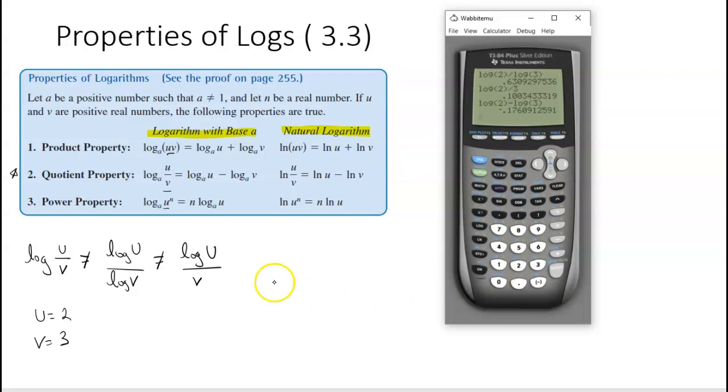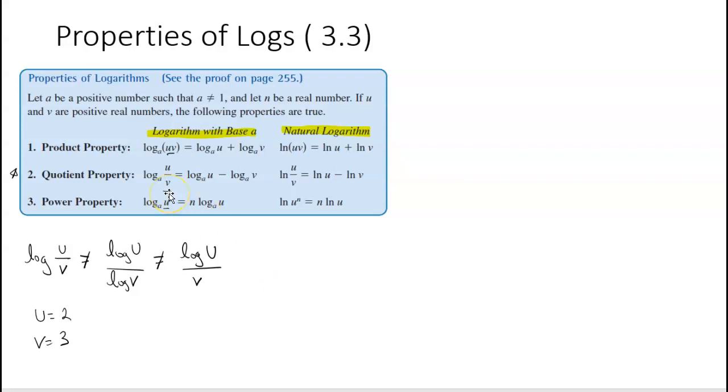Something to also keep in mind is that all of these properties actually came from knowing your exponent rules. So I want to do a quick little proof of the first property, the proof of the product property. This is not something that I'm going to test you on or have you memorize, but it is something that you should know. Why is this property written the way it is?